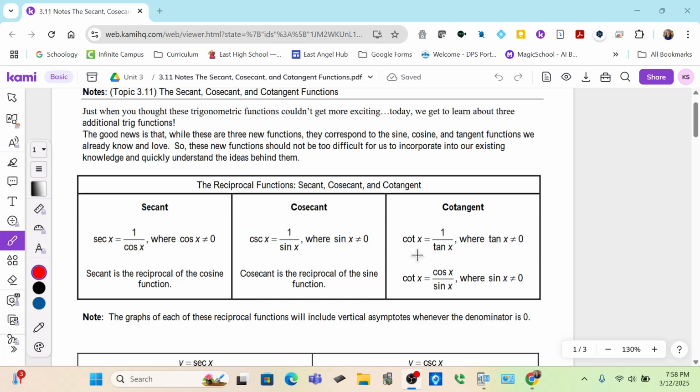And cotangent of x, which is abbreviated COT, where tangent doesn't equal 0, or it might be easier to think of it as cotangent is cosine over sine instead of sine over cosine, like it is with tangent. So just flipping that around, and then you can just think about where sine of x cannot equal 0.